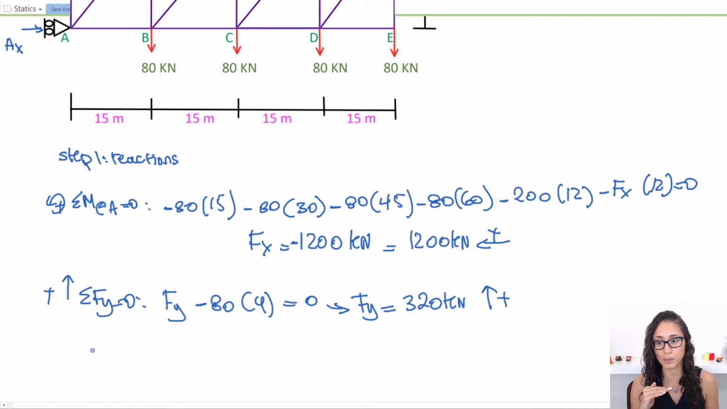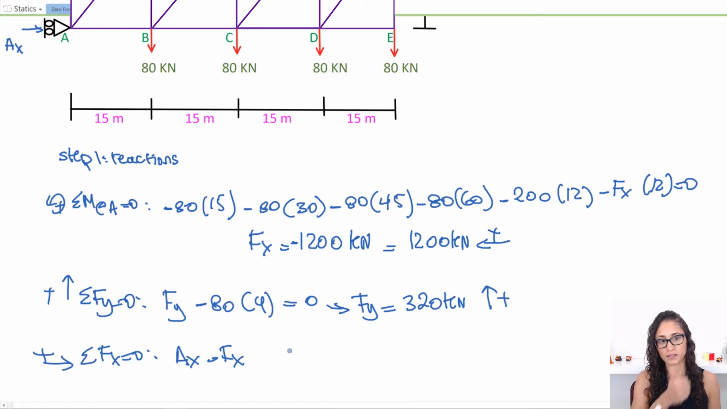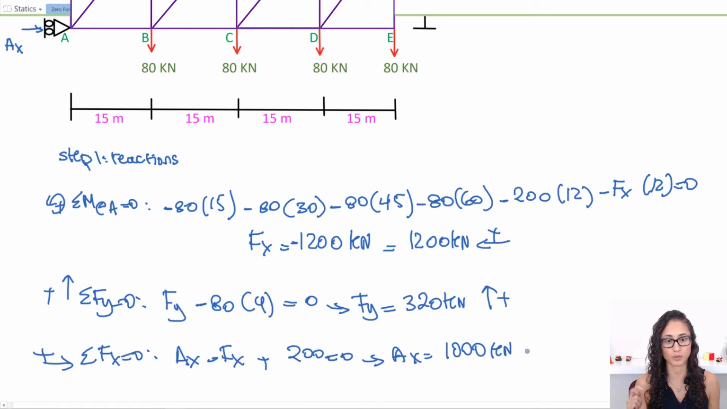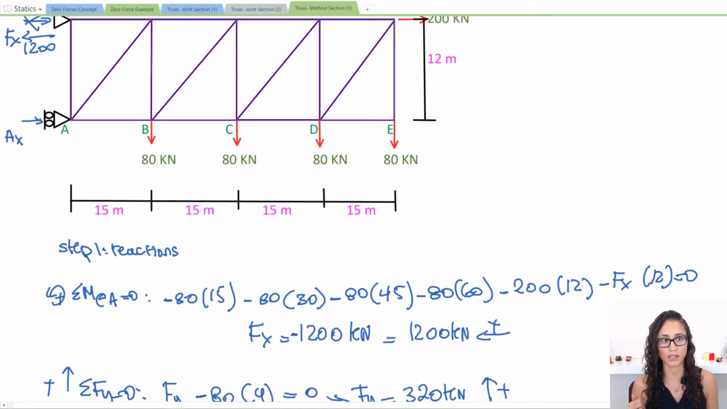Now let's do the summation of the forces in x, which is the last equation we're going to use. Let's select this way to be positive. So we have Ax minus Fx, because minus Fx is going this way, plus 200 going the other direction. If you solve for this, you get Ax equal to 1,000 kilonewtons, and this is positive, which means the direction we selected is correct. So let's write it in the diagram.